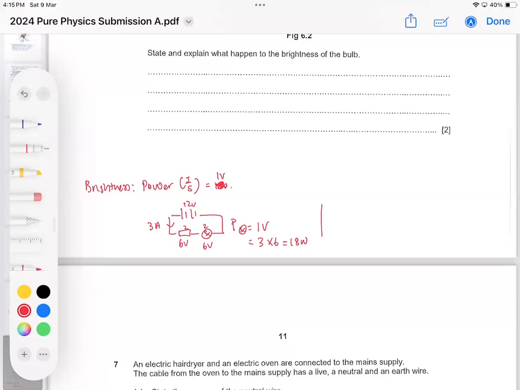Now what happens if the resistance of the lamp remains the same, but the resistance of the resistor increases or decreases? Kaylee, can I change my answer to it will become brighter? It becomes brighter, yes, it does become brighter.